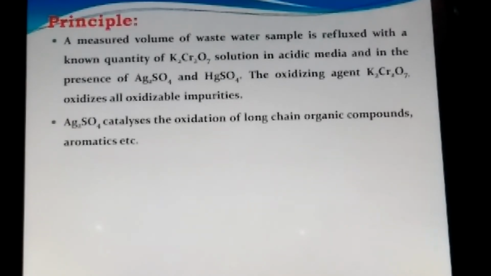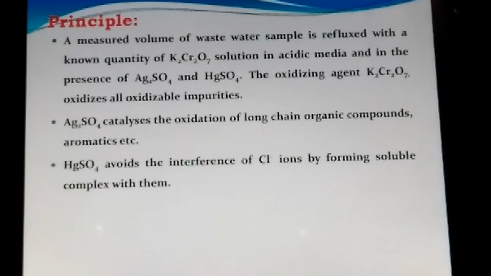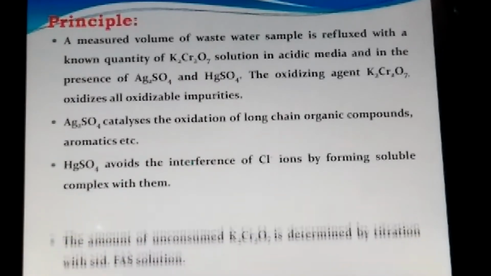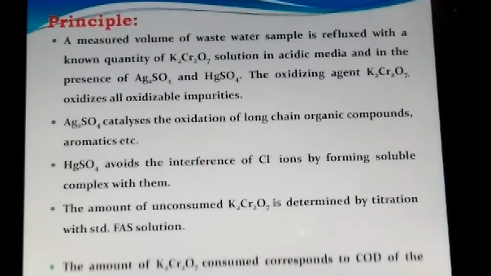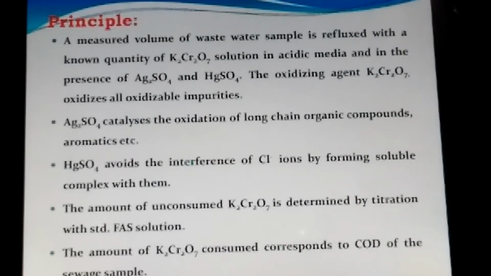Silver sulfate catalyzes the oxidation of long chain organic compounds, aromatic compounds, etc. Mercury sulfate avoids the interference of chlorides by forming a soluble complex with them. The amount of unconsumed potassium dichromate is determined by titration with the standard ferrous ammonium sulfate solution, and the amount of potassium dichromate consumed corresponds to the COD of the sewage water.